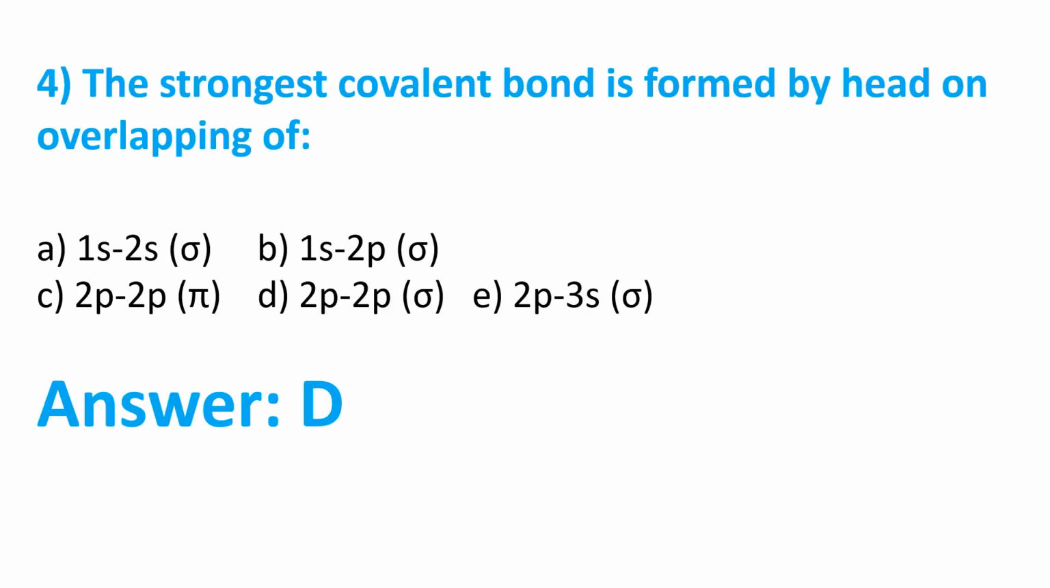Next question, the strongest covalent bond is formed by head-on overlapping. Head-on means head-to-head, and we call that a sigma bond. Side overlapping we call a pi bond. So right option is 2p-2p orbital, having more overlapping means it forms a strong bond.